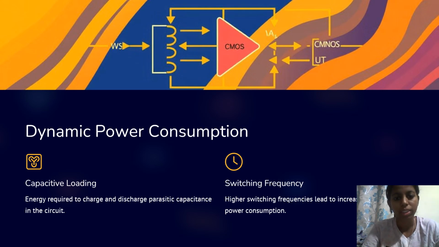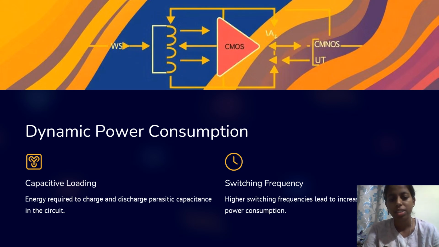Let's move on to the second type of power consumption, that is dynamic power consumption. In dynamic power consumption, we have two types: capacitive loading and switching frequency. Capacitive loading is the energy required to charge and discharge parasitic capacitance in the circuit. In VLSI, the capacitance on the chip needs to be charged and discharged. When this process takes place, the power consumption will be high. So this is considered dynamic power consumption.